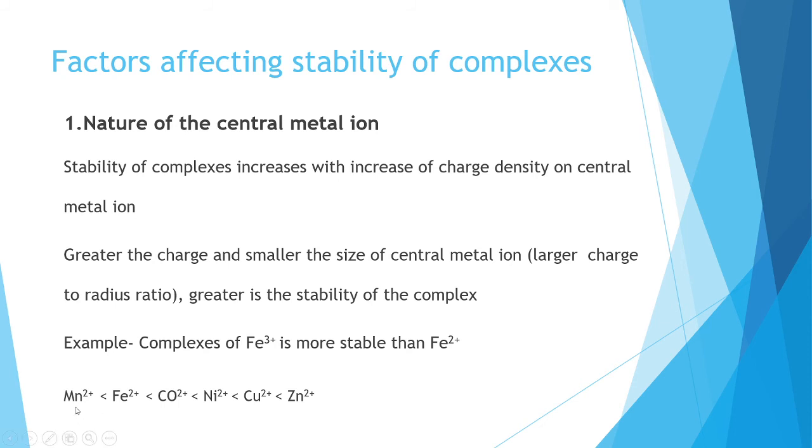We can illustrate this with an example. This is the first transition series: manganese, iron, cobalt, nickel, copper, zinc. Here, zinc has the smallest size, since coming from left to right in the transition series, zinc is on the rightmost side. So the complex containing zinc has the greatest stability. That is, the order is manganese is less than iron is less than, like that, and zinc has the greatest stability. This is the first factor, the nature of the central metal ion, affecting the stability of the complex.